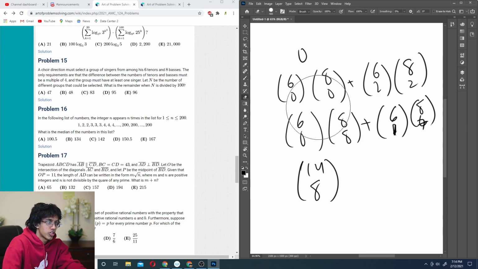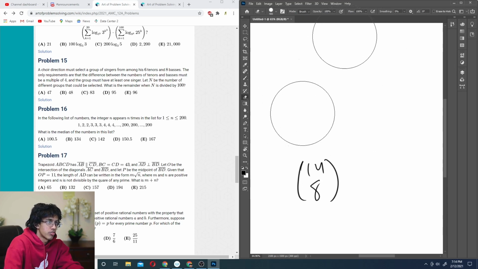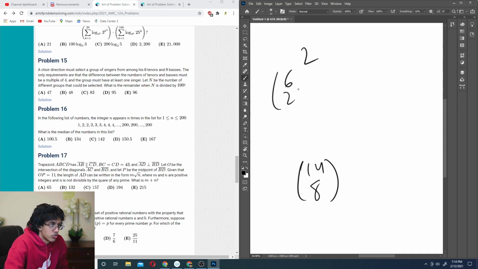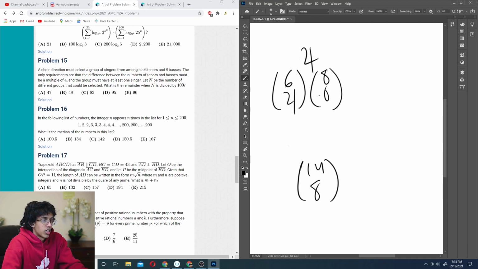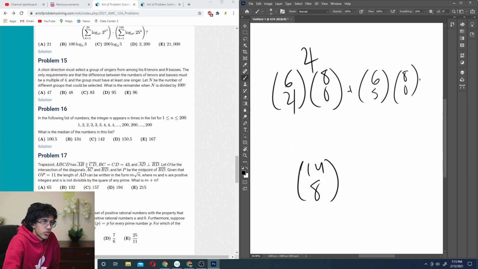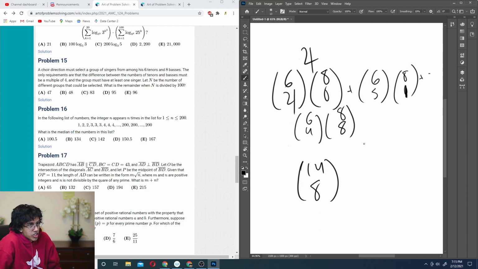And then if the difference is 2, so if you do 2, then it's 6 choose 2 times 8 choose 0. Or sorry, 4. So 6 choose 4 times 8 choose 0 plus 6 choose 5 times 8 choose 1, and so on and so forth. So 6 choose 4 times 8 choose 8. Okay, so you're basically just choosing 12 from each thing. Yeah, so that's plus 14 choose 12.